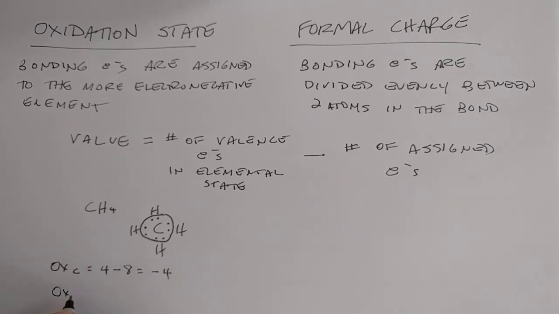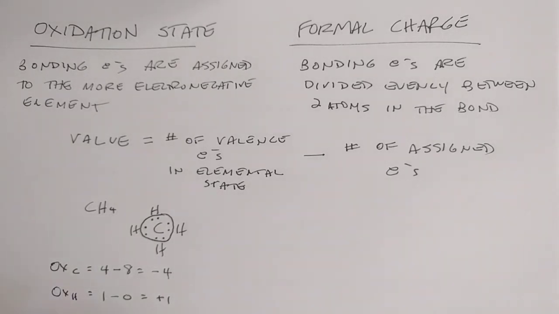The oxidation state of hydrogen: hydrogen has 1 valence electron. Here, it has no electrons assigned to it, so it has an oxidation state of +1. And there's 4 hydrogens, so they add up to +4, and +4 and -4 give us a total of 0 for the sum of the oxidation states in the molecule.